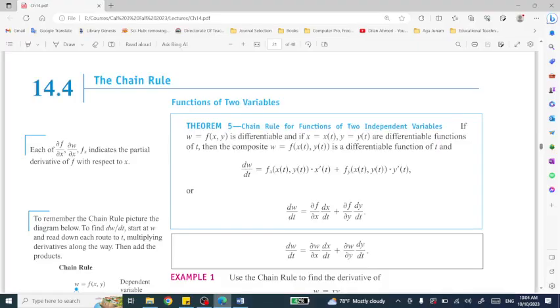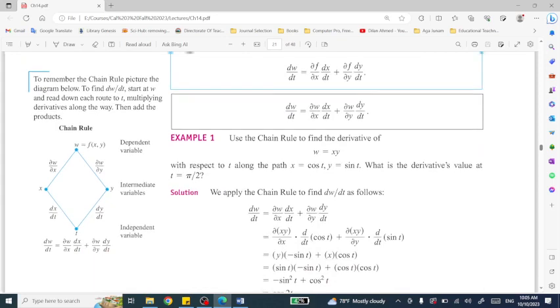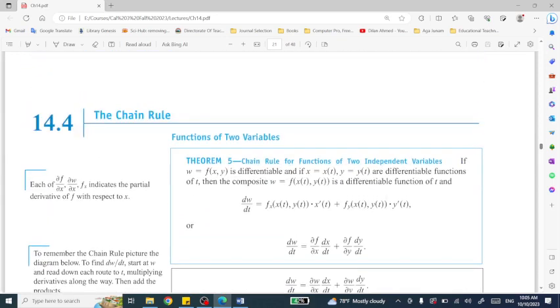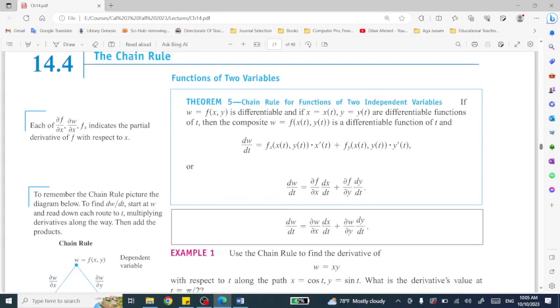So we saw partial derivatives in the previous lecture, and we talked about how to find the derivative. Now we are going to talk about what happens if you have an intermediate variable. How do we deal with one? I prefer to read the question.